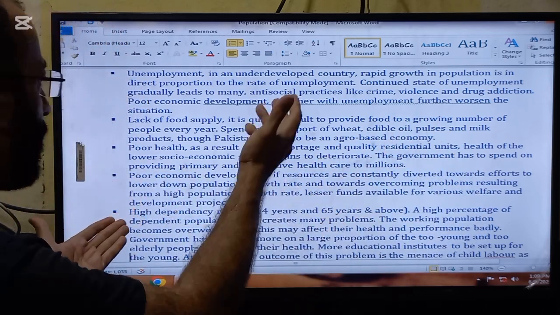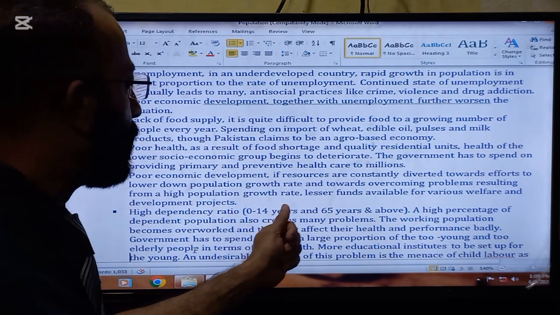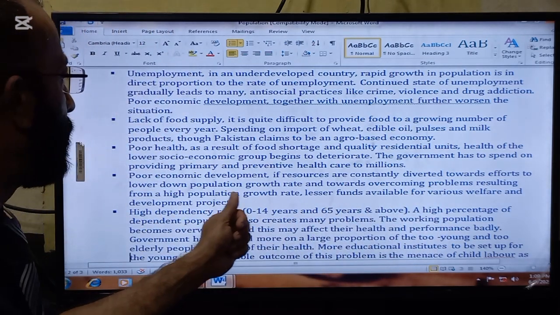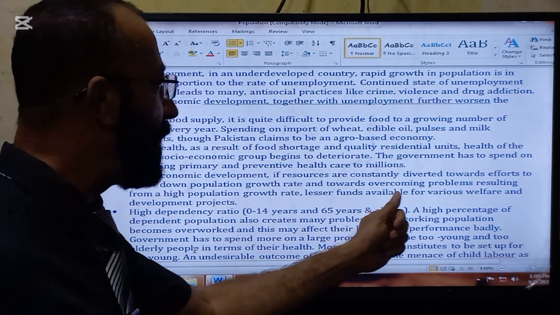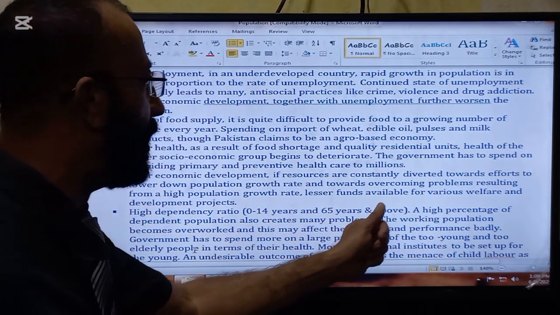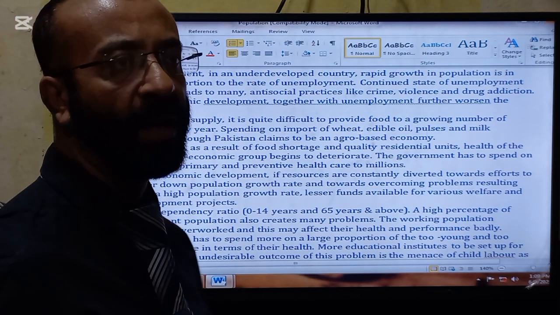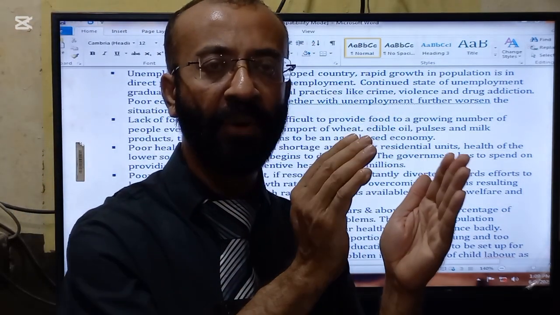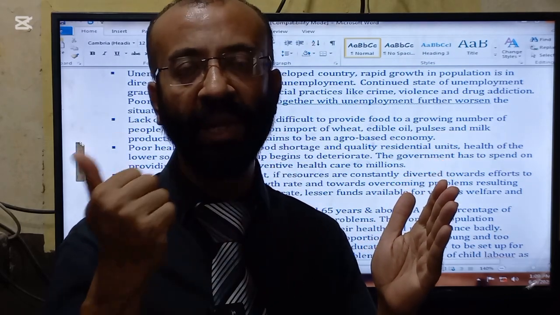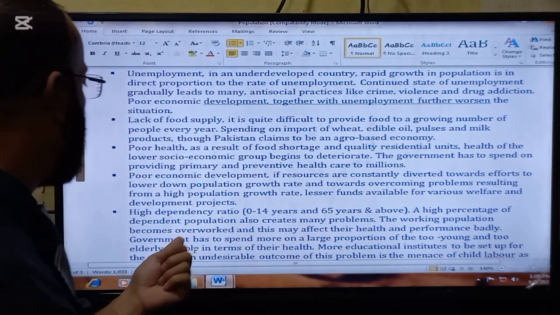So these are the problems of the high population growth rate. Poor economic development: if resources are constantly diverted towards efforts to lower the population growth rate and overcome problems resulting from it, lesser funds are available for various welfare and development programs. So if we are allocating resources for one project, what can we do for the other project, because we do not have much funds. So these are the problems.